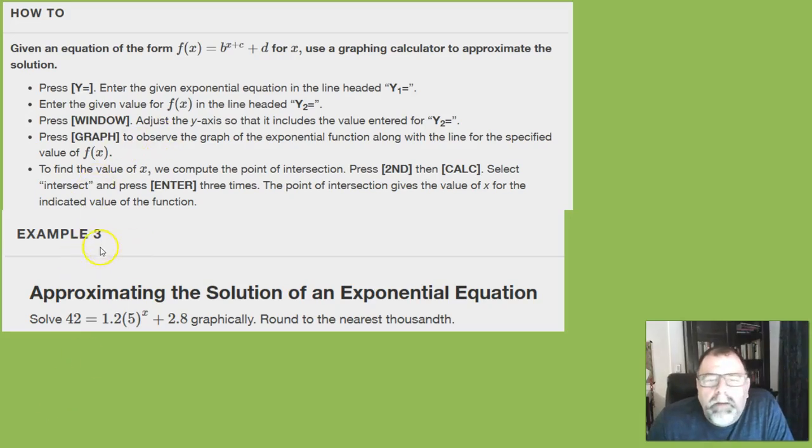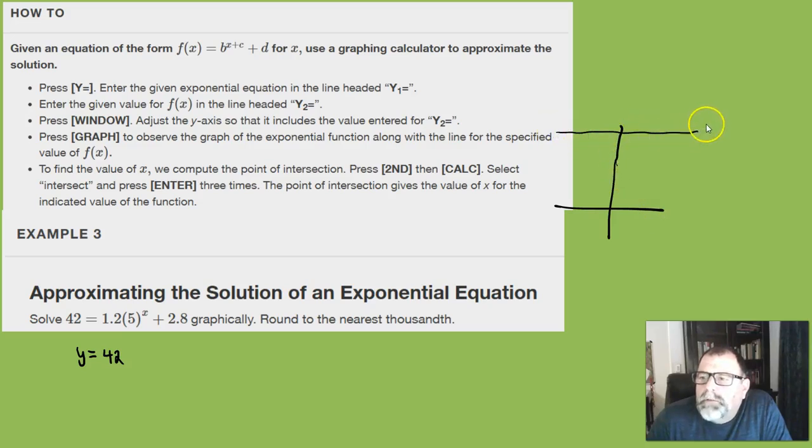Okay, so graphing, approximate the solution of an exponential equation. Solve 42 equals 1.2 times 5 to the x plus 2.8 graphically. Round to the nearest thousandth. So the book shows you the keystrokes for using a TI graphing calculator, where you could just use Desmos. So let's get Desmos up. So the technique is basically we're going to graph two lines. We're going to graph y equals 42. So if we graph this, y equals 42 is a horizontal line.